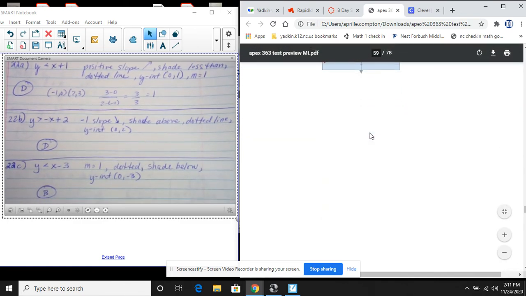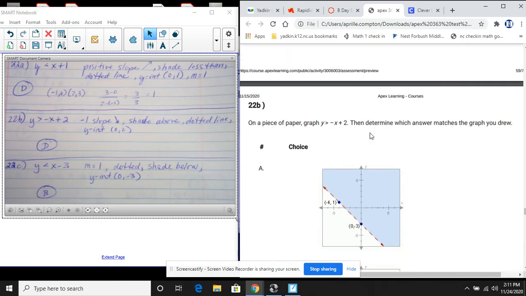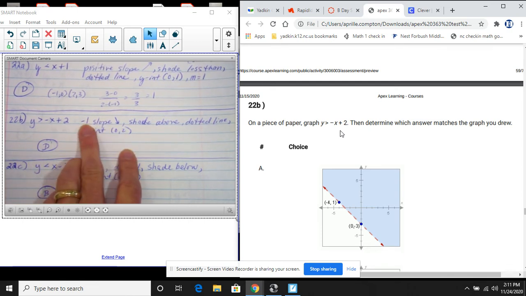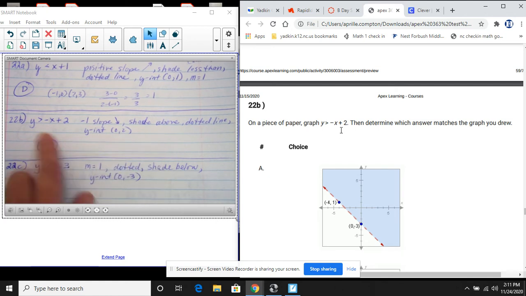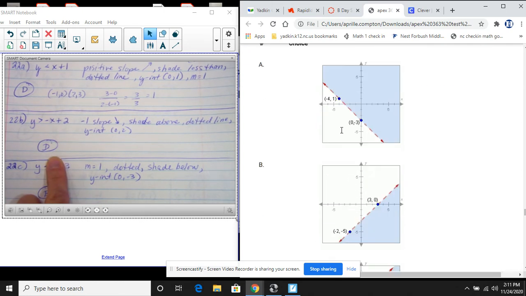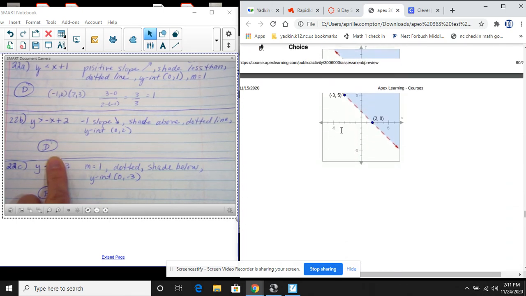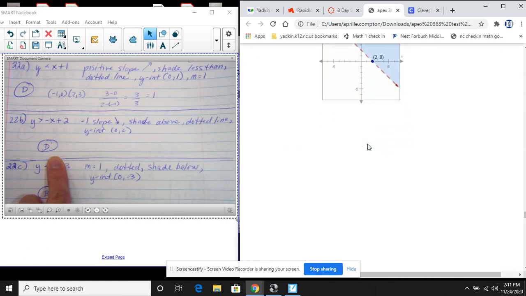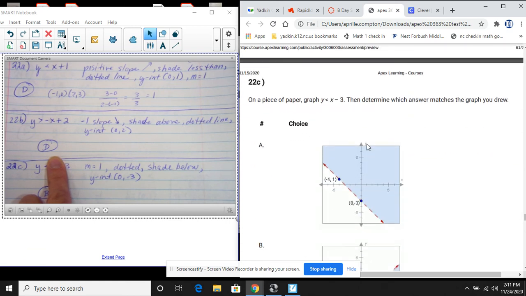Okay, 22B. So I take the inequality that they've given us, y is greater than negative x plus 2, and I think about the things I know about it. It's a negative slope, so it's going down, negative 1. I'm going to be shading above because it's greater than. It's going to have a dotted line because it's just greater than, and the y-intercept is 2. That's why your answer is, again, D, the one that's split up on the paper or the screen.